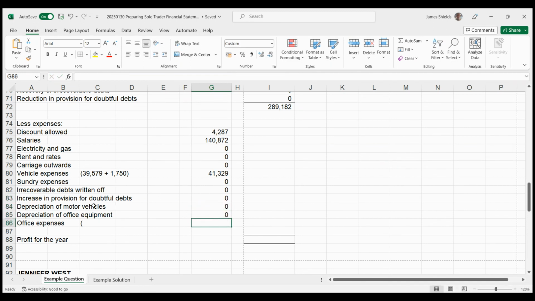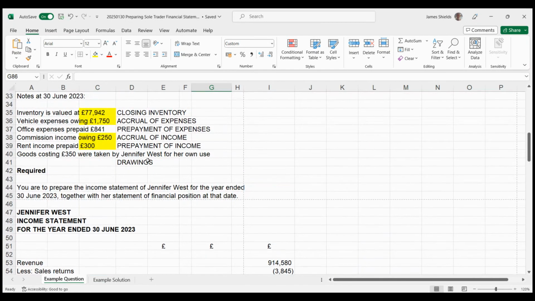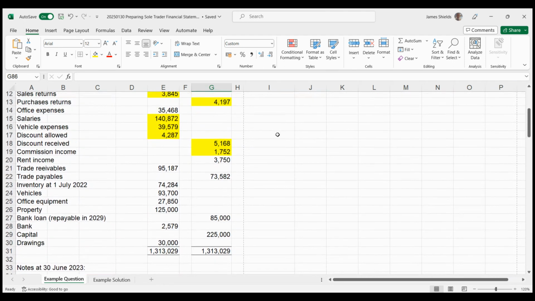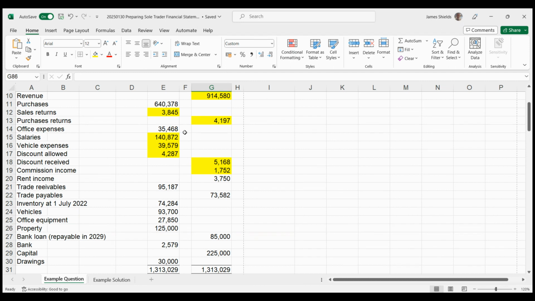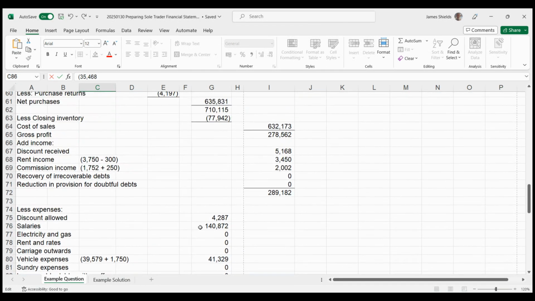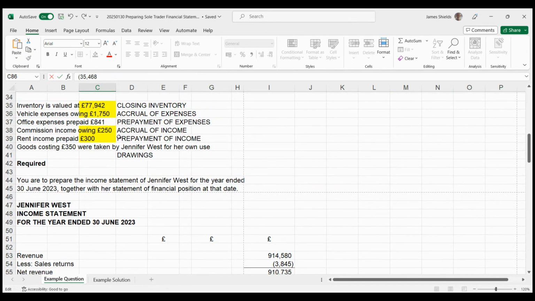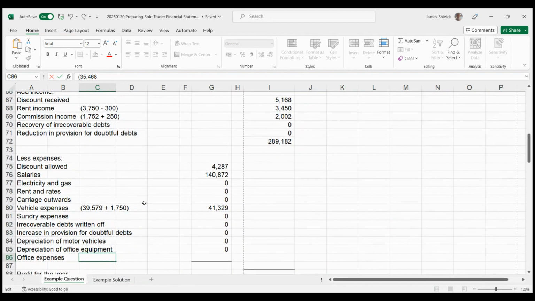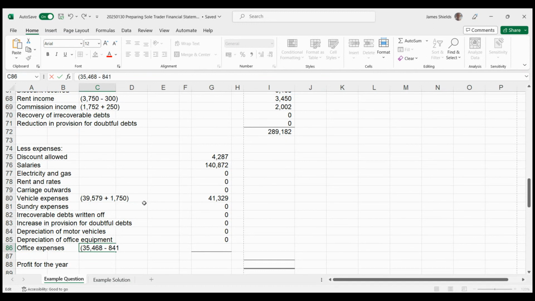But office expenses, I've added that to the bottom of my list of expenses now. So office expenses, they were prepaid by 841, so we deduct that from the amount. Office expenses got 35468. Then I think there's a prepayment. There you go. So we've got to take away 841. So let's take away its prepayment of expenses.